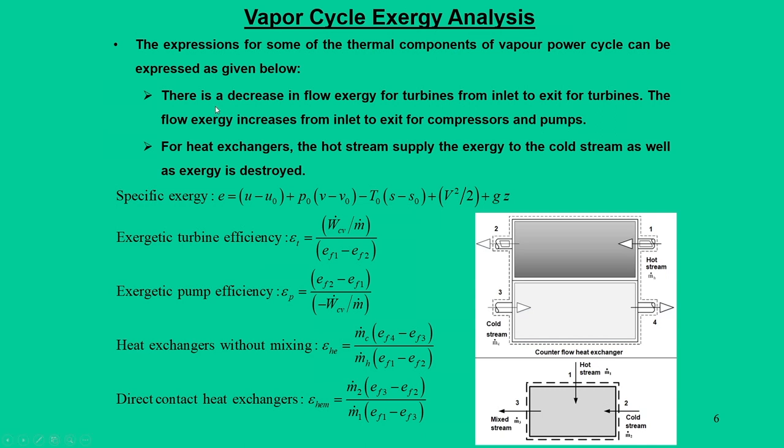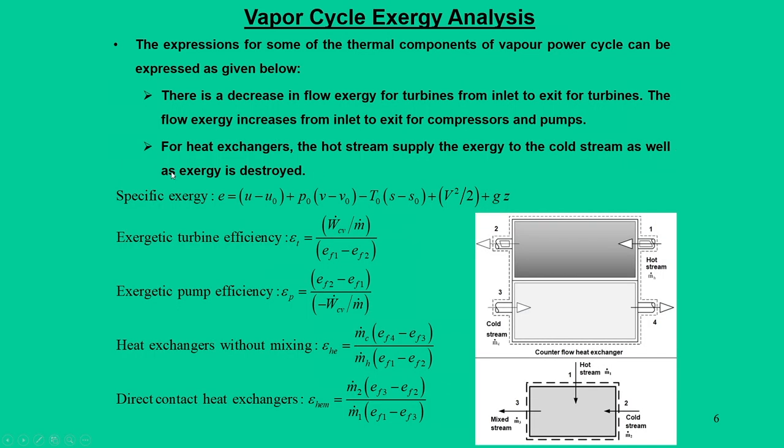So, we can say that there is a decrease in the flow exergy for turbines from inlet to exit of the turbines, and there is an increase in the flow exergy from inlet to exit for the compressors and pumps. Obviously, we are going for pumps only, so that is an increase in the exergy. Now, for the heat exchanger, we say it is typically modeled as analogous to a boiler, where hot steam supplies exergy to the cold stream, and exergy is also destroyed.